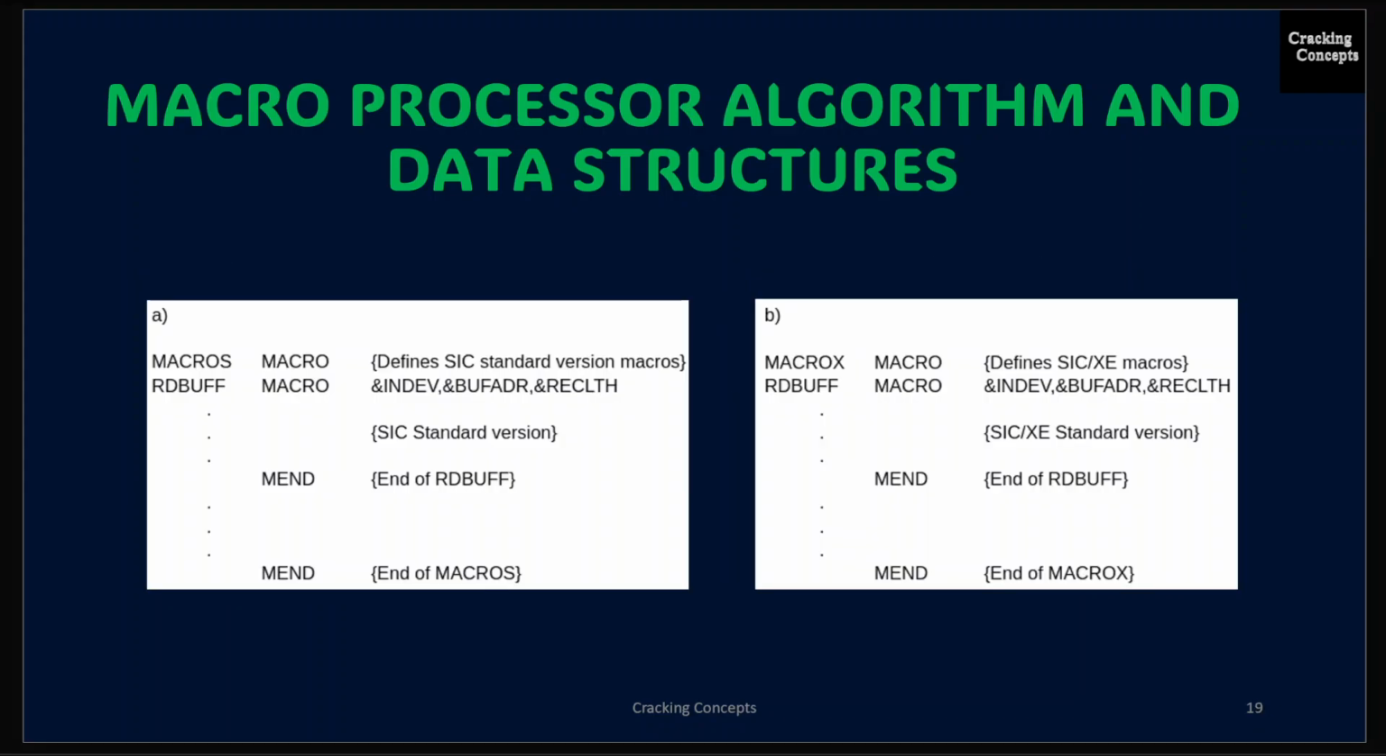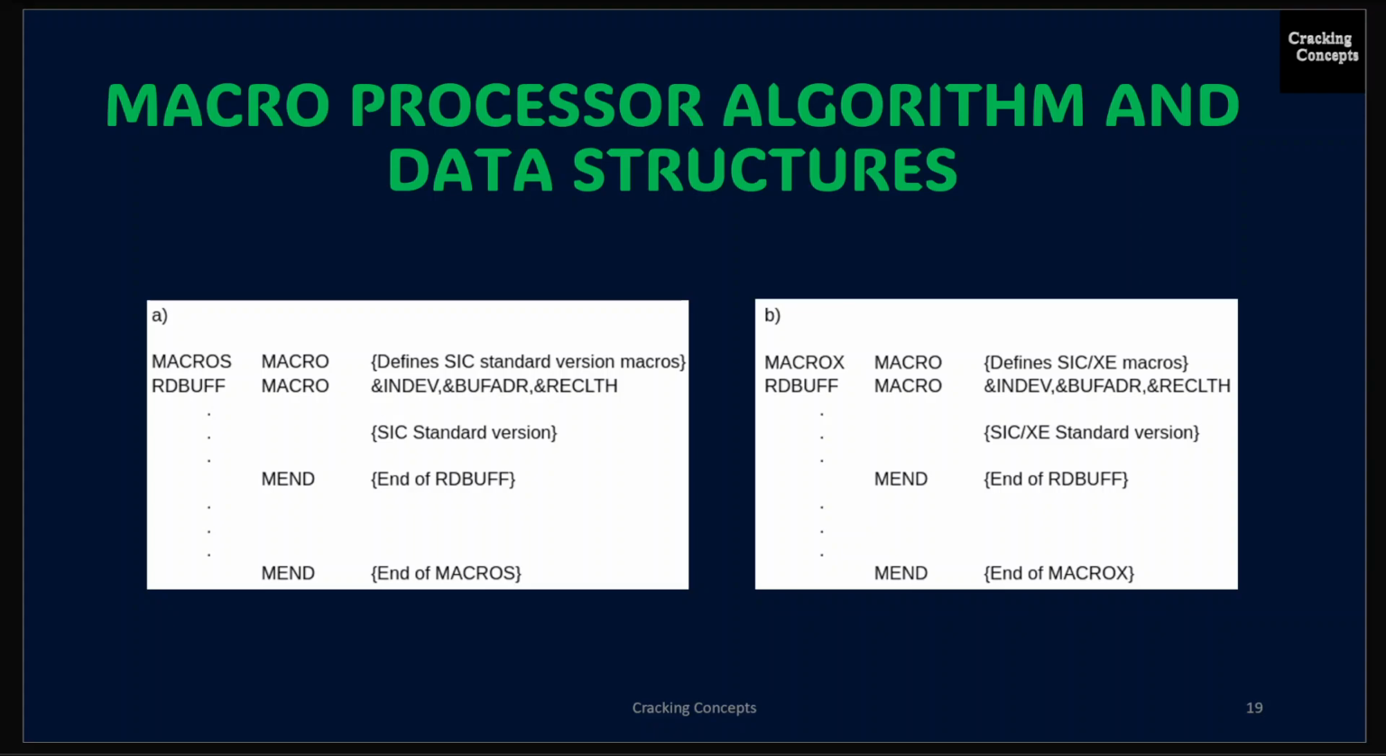Now, these are two macros written for SIC and SIC-XE. One is macro S and the other is macro X. The body of the first macro, macro S, contains statements that define RDBUFF and other macro instructions for a SIC system, which is the standard version. The body of the second macro instruction, macro X, defines these same macros for the SIC-XE system.